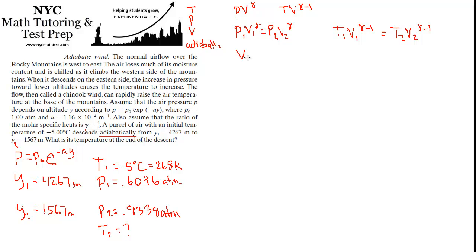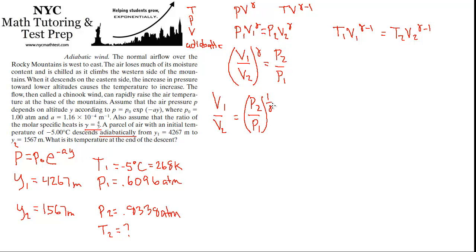So we'll get V1 over V2 all to the gamma equals P2 over P1. And then we want to get V1 over V2 by itself. So we raise both sides to the 1 over gamma. The left side becomes gamma times 1 over gamma, which is just 1. And the right side becomes P2 over P1 to the 1 over gamma. Okay, so we got V1 over V2 by itself.